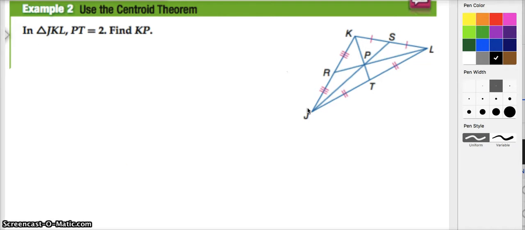Okay, so in triangle JKL, PT is equal to 2. Okay, so we have a 2 here, and we are asked to find what KP is. Well, you remember we know that from the image that this is the centroid. The centroid cuts each segment of the median into, in a weird way, thirds. So this is going to be 1/3 of the whole segment, and this is 2/3 of the whole segment. And so if 1/3 is 2, 2/3 will be 4. So KP is equal to 4.